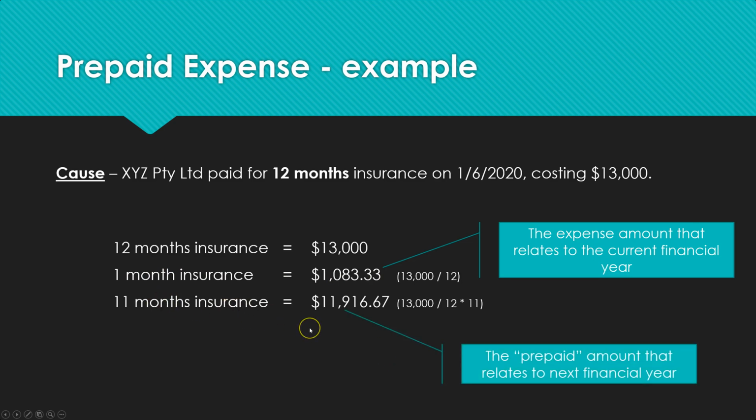And that prepaid amount, well, that's something that we're going to get as a future benefit. It won't relate to this year. It's going to relate to next year. And when someone says to you, future benefit, you should immediately be thinking of an asset, because it's not a current benefit, it's something we're going to get in the future. So this is the asset component, and this is the expense component.